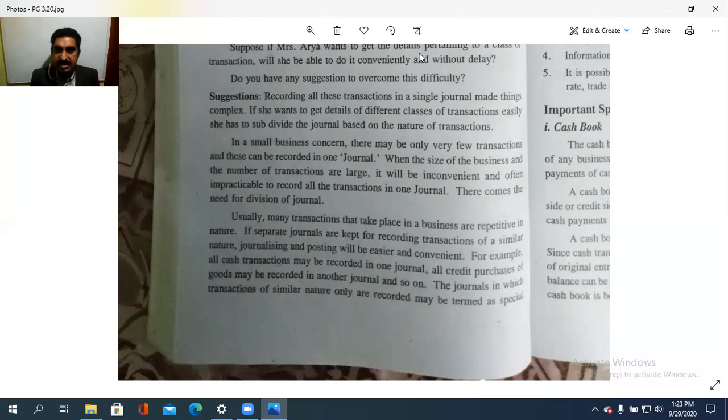Usually, many transactions that take place in a business are repetitive in nature. If separate journals are kept for recording the transactions of a similar nature, journalizing and posting will be easier and convenient also. For example, all cash transactions may be recorded in one journal. All credit purchase of goods may be recorded in another journal like that.